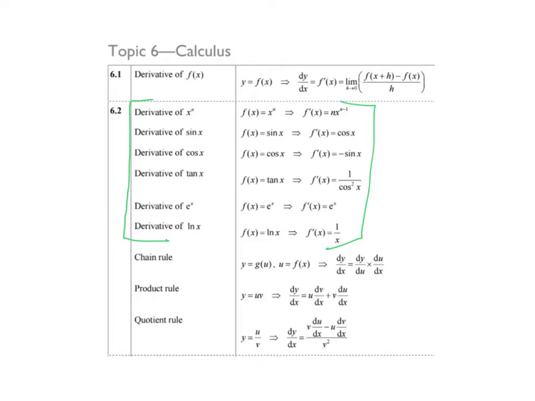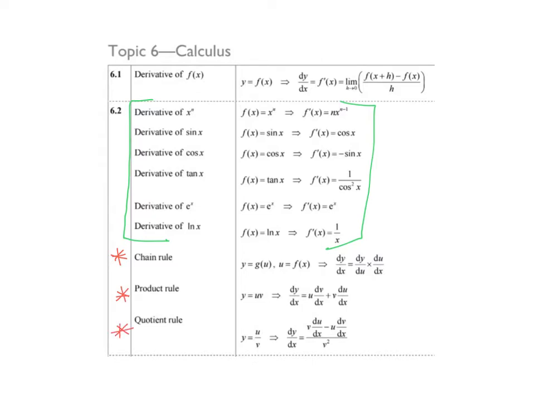You just follow how it's written. Differentiating sine of x gives you cosine of x. Differentiating cosine of x gives you negative sine of x, etc. Where things get more complex is with looking at the chain rule, the product rule, and the quotient rule.